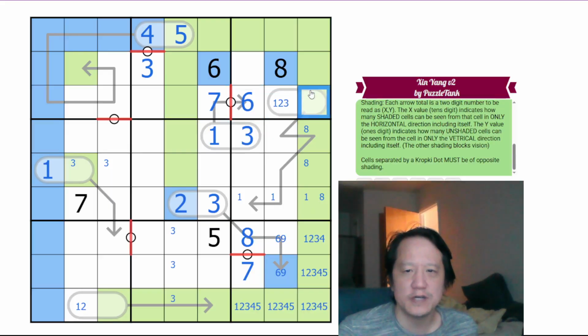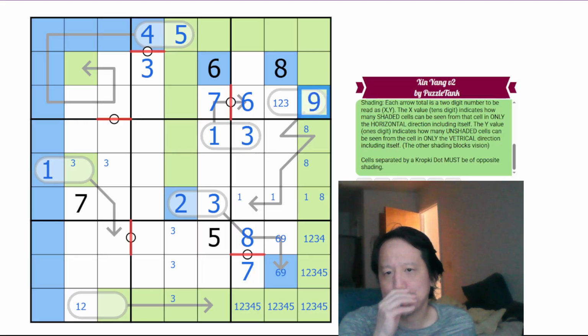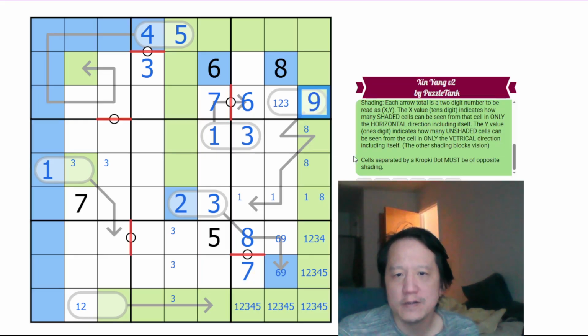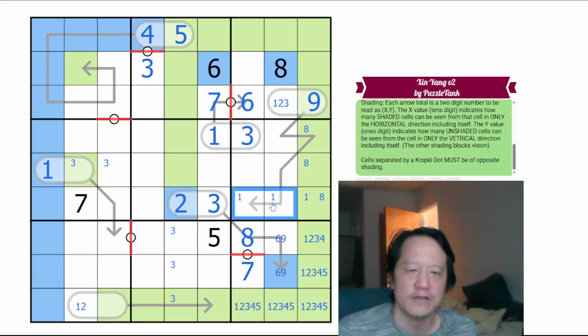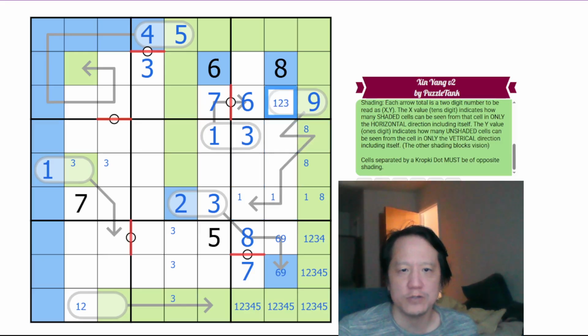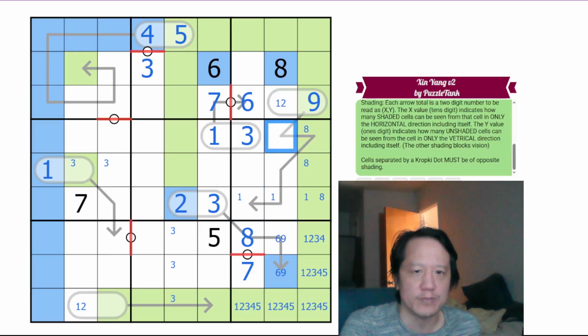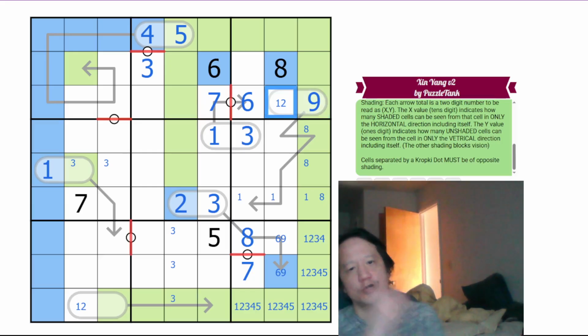Oh, this sees unshaded cells, so this must be 9 here. Right? It sees 9 unshaded cells in the vertical direction, including itself. So this cannot be 39 because this is a sum of 5 unique digits, which can only add up to 35 at most. So this is 19 or 29.